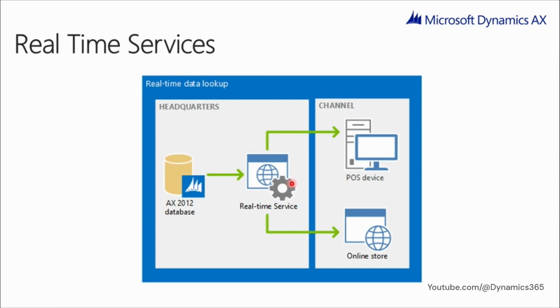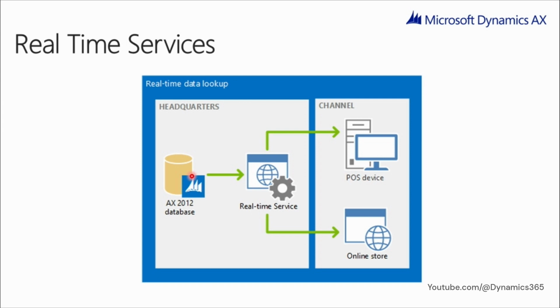A real-time service is a Windows Communication Foundation service which gets installed into IIS, and this sits as a separate website which acts as a WCF service. If you look at this particular diagram, you have a channel and a headquarters. The channels here are a POS device and an online store. In either channel, when there is a direct request which needs to be made to Dynamics AX, it goes through the real-time service calls through CRT, and in turn it directly does the transactions with the AX 2012 database, or AX 2012 retail module in short.